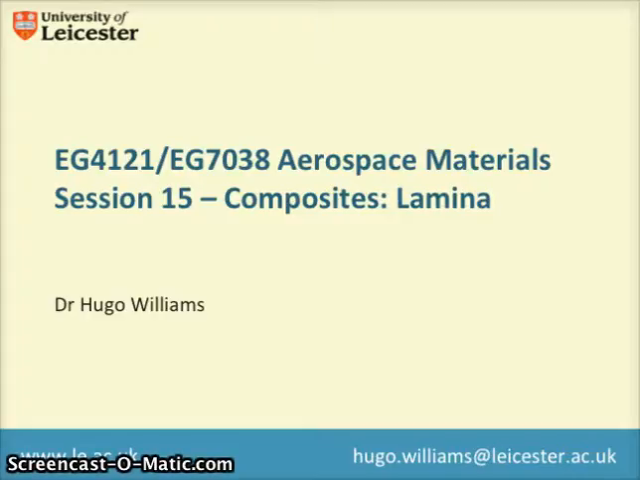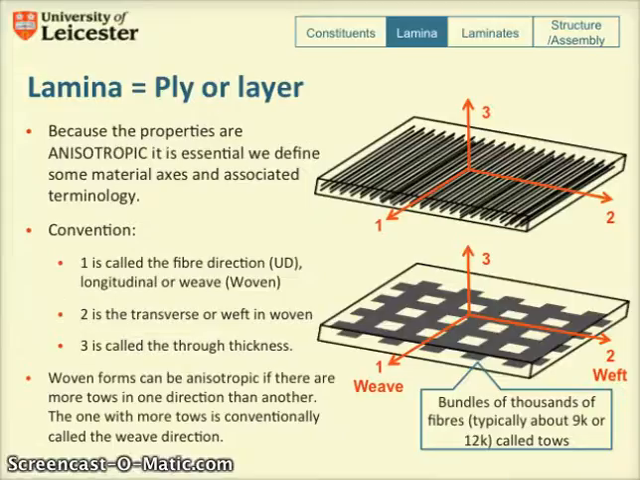Now, we can't realise those full properties in a real composite because it's not all fibres, there's some matrix in there as well. And what we're basically going to learn about in session 15 is how to convert the fibre properties into the properties of an individual ply. So a ply, or a layer, or a lamina, these are all the same things. It's basically one layer of a composite material.